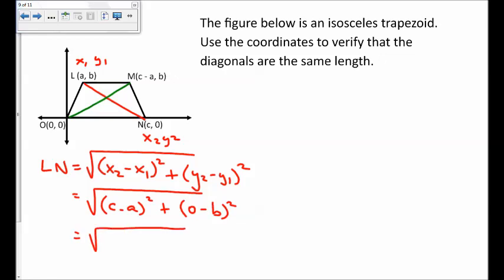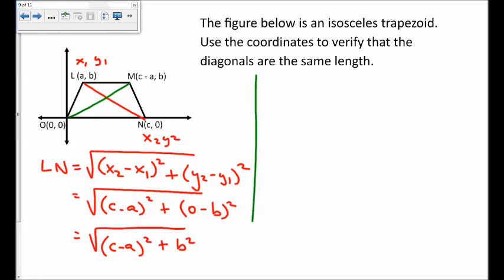So simplifying a little bit, I get the quantity c minus a squared plus. Now 0 minus b is negative b. And negative b squared is negative b times negative b, which is positive b squared. Okay, so just keep in mind that that is what ln is equal to.